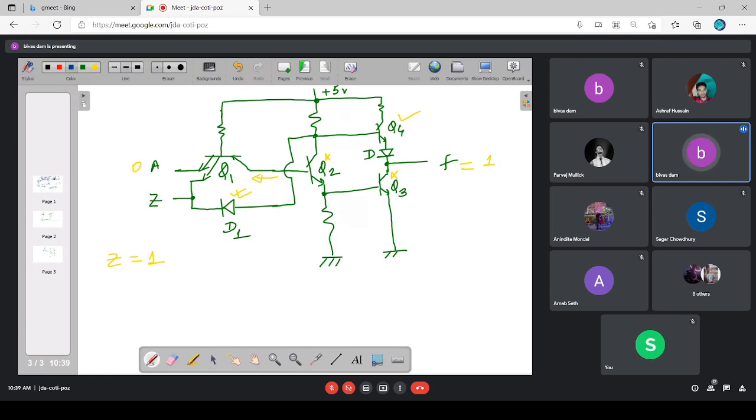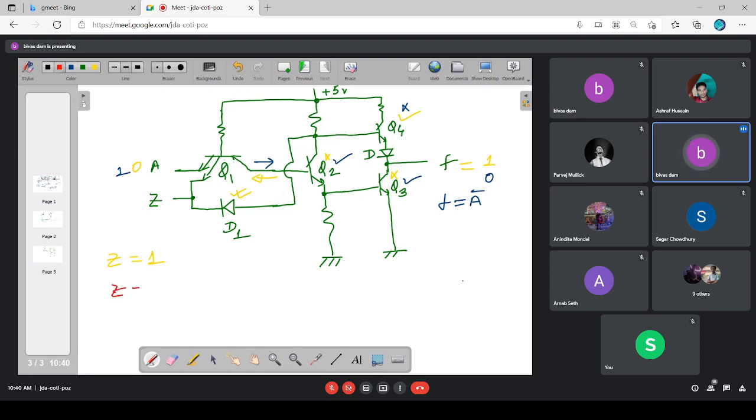In case A is logic 1, and as Z is also 1, both base emitter junctions are reverse biased. So Q1 will operate in inverse mode. As a result, Q2 is getting base drive. So Q2 will be on, Q3 will be on, and we can definitely establish that Q4 will be off. So the output will be logic 0. So in case Z is 1, F is equal to A bar.